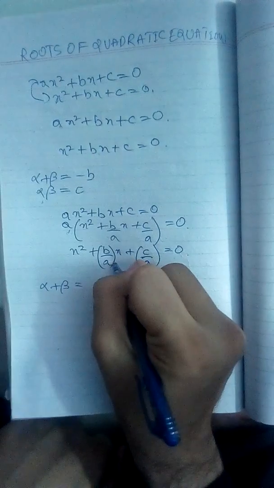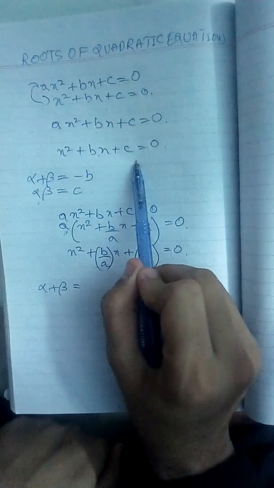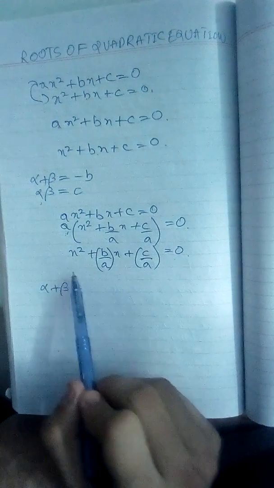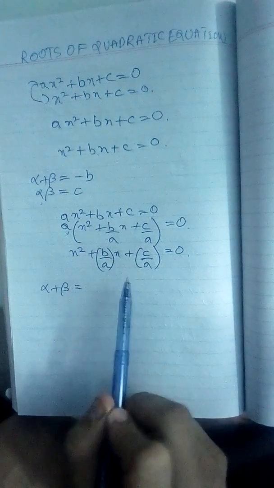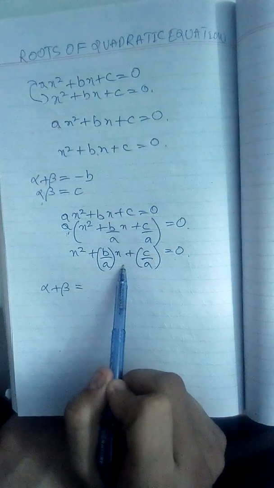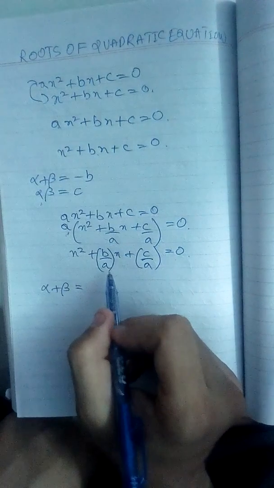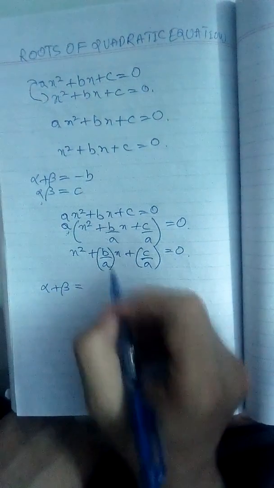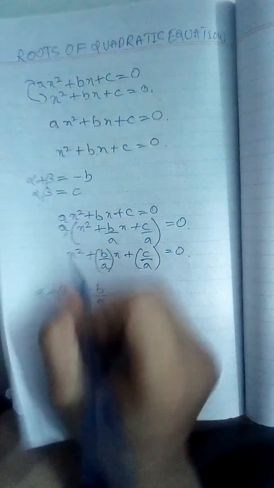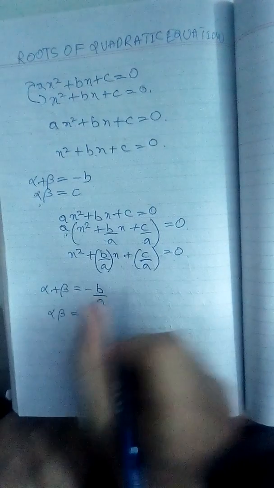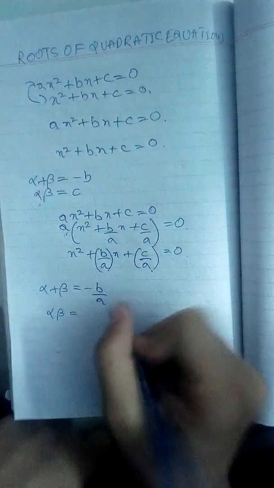Now we have the sum of roots equal to the negative coefficient of x. This form of the equation and this form of the equation are exactly the same. The rule which applies over here, it would also apply in this form. So we have the sum of roots equals to negative coefficient of x, that is in this case minus b upon a. And now the product of roots, obviously it's equal to the constant, that is c upon a.